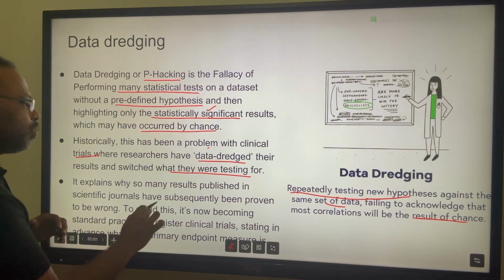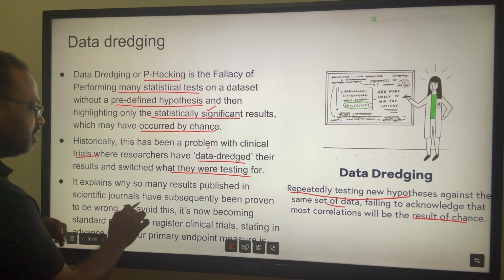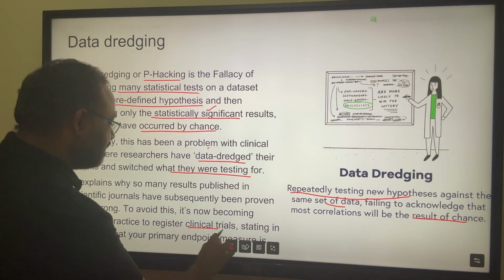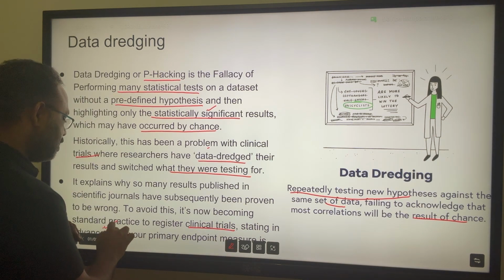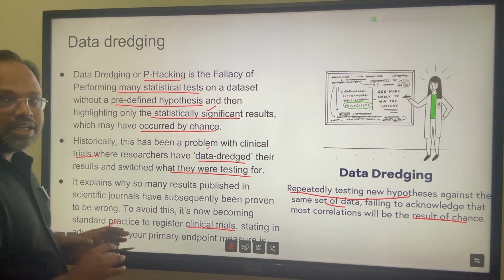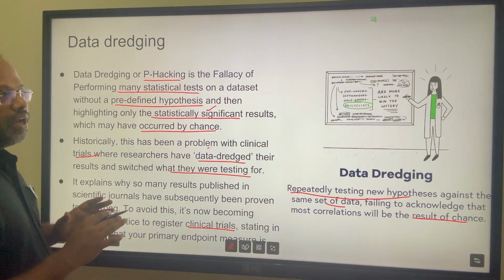It explains why so many results published in scientific journals are subsequently proven to be wrong. To avoid this, it is now becoming standard practice to register clinical trials, stating their hypothesis or the primary endpoint measure in advance. So if we do that, this data dredging issue will be minimized.